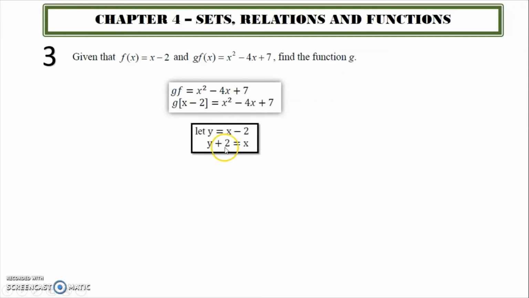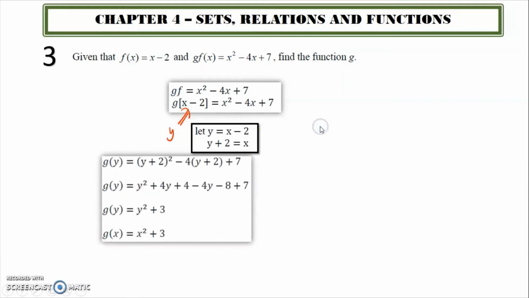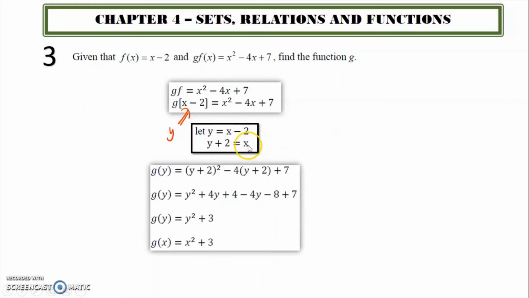Okay. Lepas tu kita kena buat let y. So let y nak ambil yang mana? Kita kena ambil yang dalam bracket ni. So dalam bracket ni kita kena jadikan dia let y. So let y equals to x minus 2. And then kita kena pindahkan sampai tinggal x sama dengan something. So pindahkan negatif 2 sebelah sini. So dia akan jadi y plus 2 equals to x. Okay, next step kita kena masukkan x ni sebagai y ke dalam atas ni.